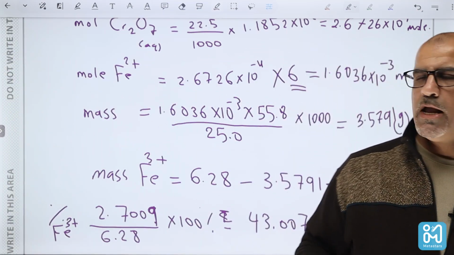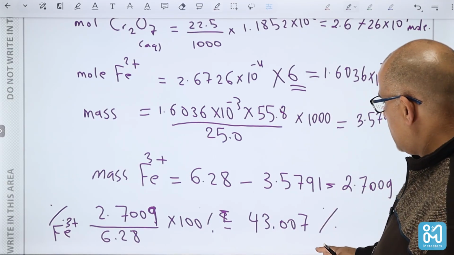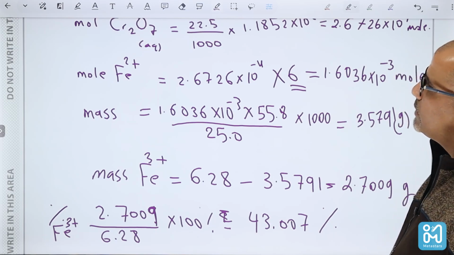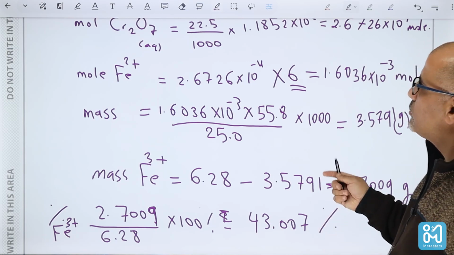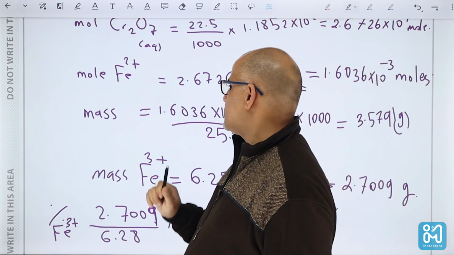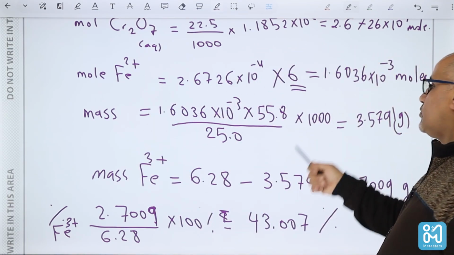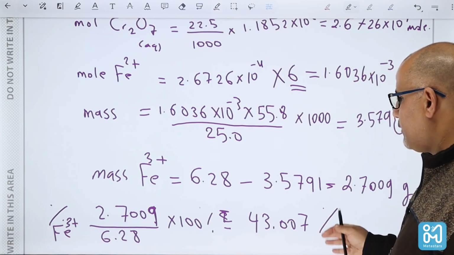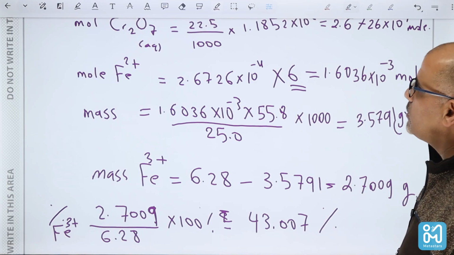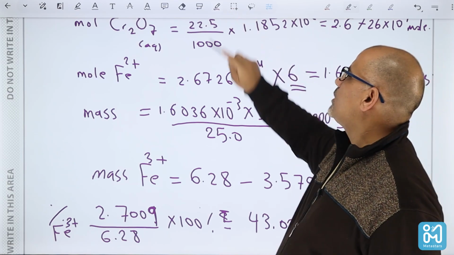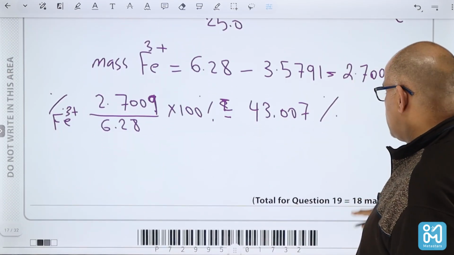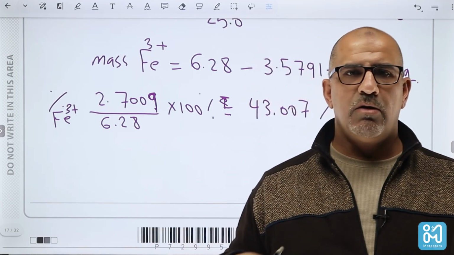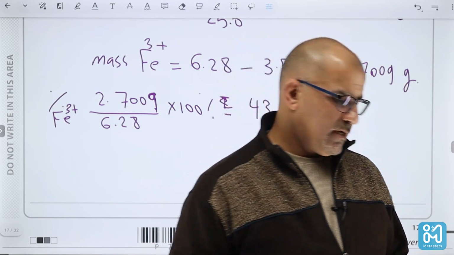Okay, so let me summarize. That's what we have. First of all, we found the moles of the dichromate which is used, then used the molar ratio to find the moles of iron 2. Then we found the mass in 25, and then we converted to the mass of iron 3 which is left, which is unreacted. Then we divide over the original mass, which gives you the percentage of iron. Okay, here I will stop there, and I will continue in the coming video.